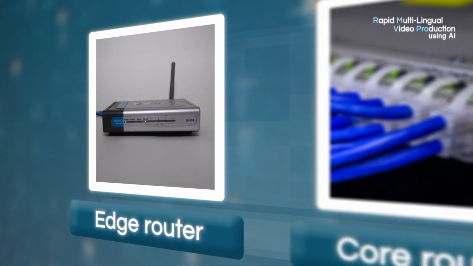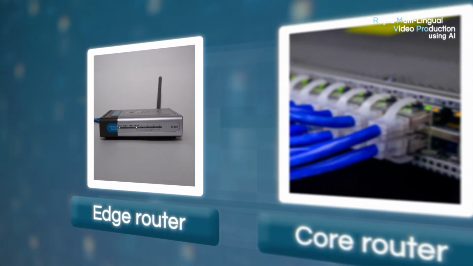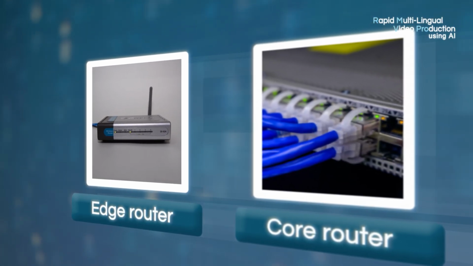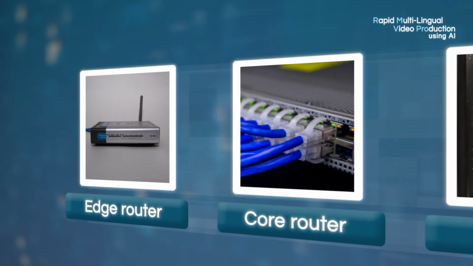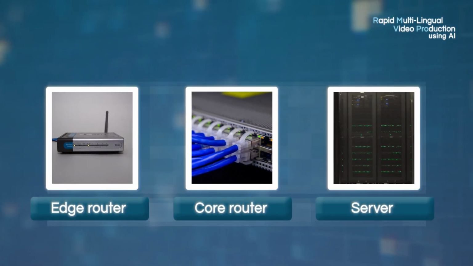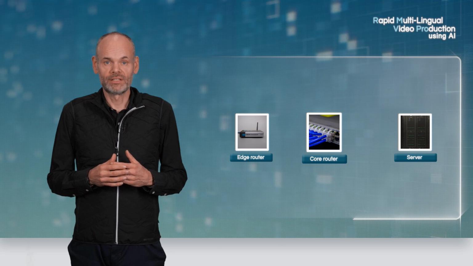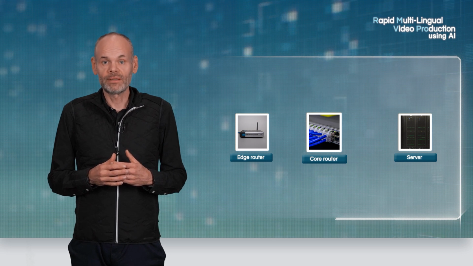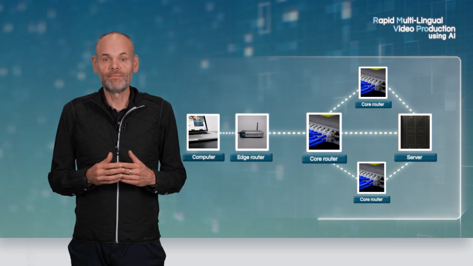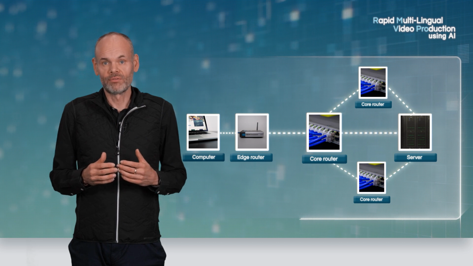There are edge routers and core routers. Edge routers are the routers that can be connected to end devices such as computers or smartphones. They are, so to speak, the gateway to the internet. Core routers are the intermediate stations for data transmission. They are connected to edge routers, other core routers, and servers.